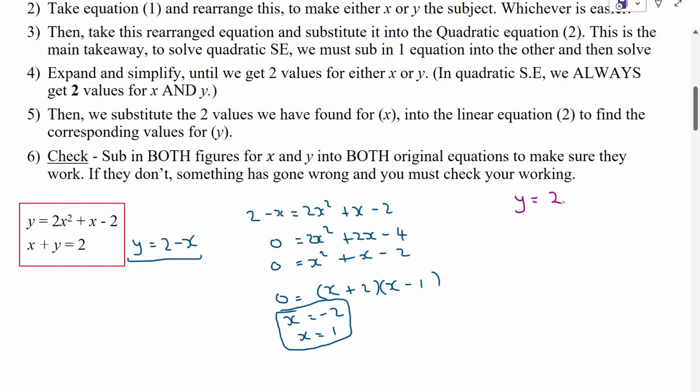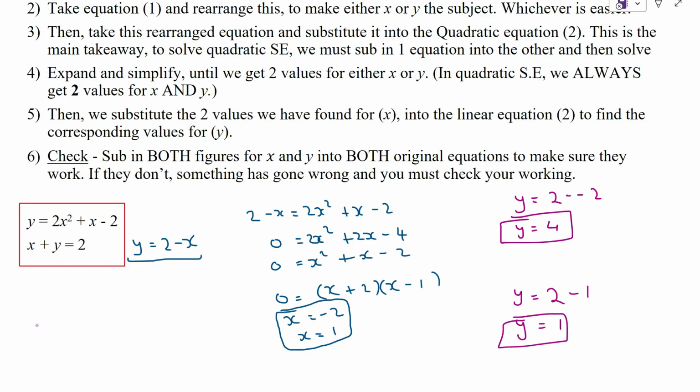So y equals 2 minus x. So y equals 4. And for the second value of x, y equals 2 minus 1. So y equals 1. So if we just neaten that up for our answer, when x equals minus 2, y equals 4, and when x equals 1, y equals 1.